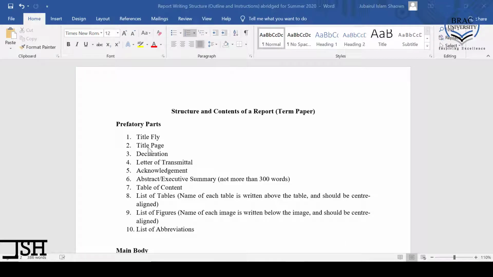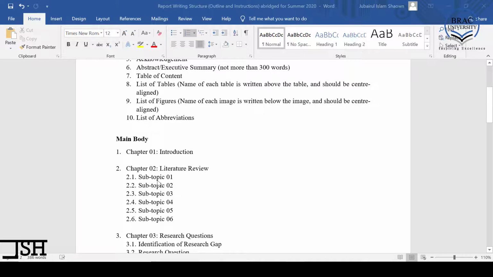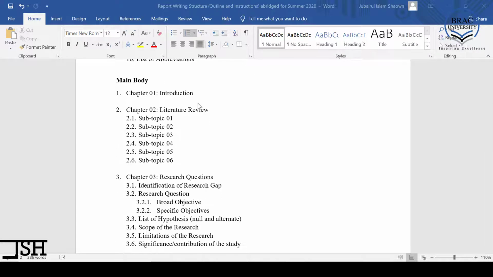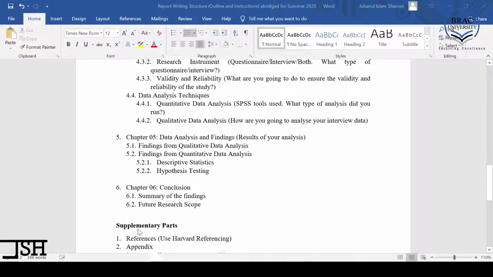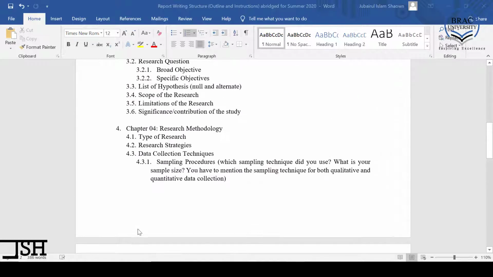Now in the last video, we discussed the prefatory parts of a research report. In this video, I'm going to discuss the main body of a research report. As you can see here, in the main body, we have several chapters. So we have chapter 1, chapter 2, chapter 3, then chapter 4, 5 and 6. So 6 chapters in the main body part.